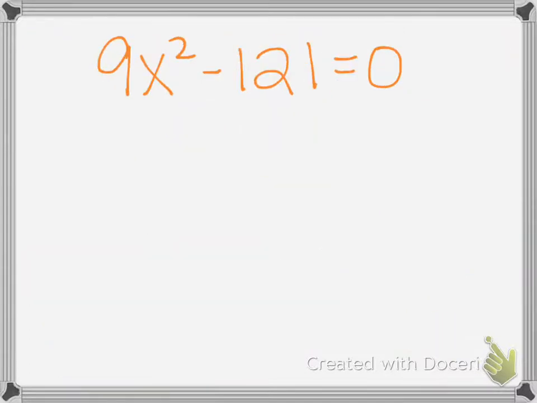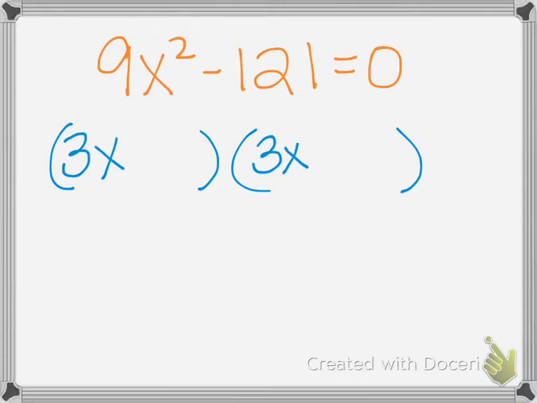9x squared minus 121. So I have two factors. I'm going to take the square root of the first one, which is 3x, and the square root of the second one, which is 11. So I have plus 11 and I have minus 11.